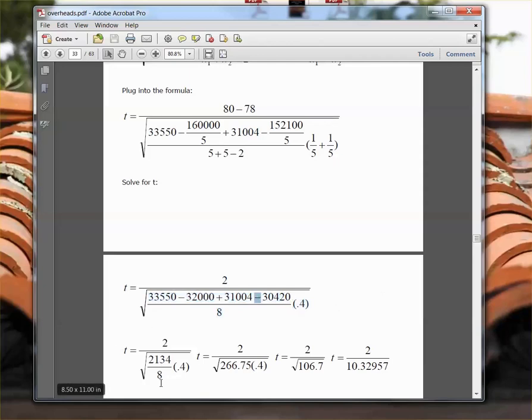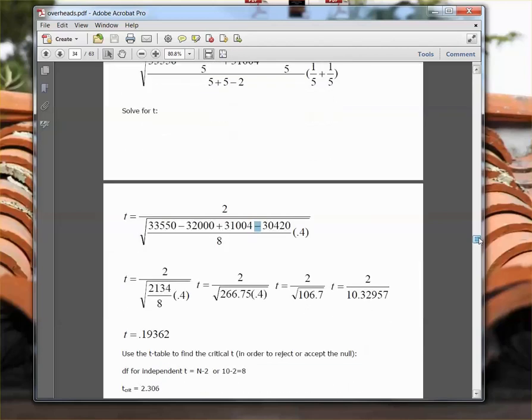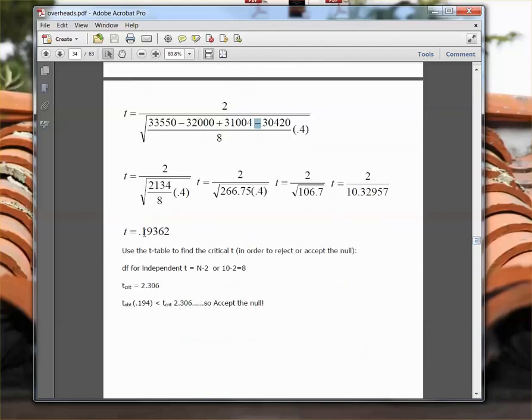Right? So the next thing to do is then add up these numbers, and then we're there, right? Then you have a ratio here, so you want to divide that out. Anytime you have ratios, go ahead and divide those out. So we get 266.75 times 0.4, so we get 106.7. Now we have to take the square root of that, and you get 10.32957. So we're not quite done yet. Well, we divide this out, and our t obtained is 0.19362.